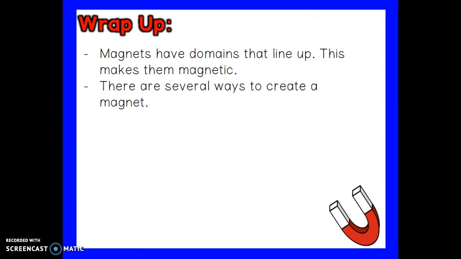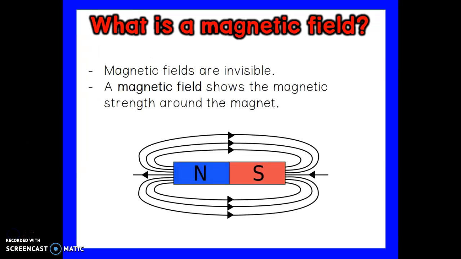To wrap up what we learned in this section, magnets have domains that line up. This is what makes them magnetic. There are several ways to create a magnet. Each magnet has an invisible magnetic field around it. This invisible field shows the magnetic strength around the magnet.